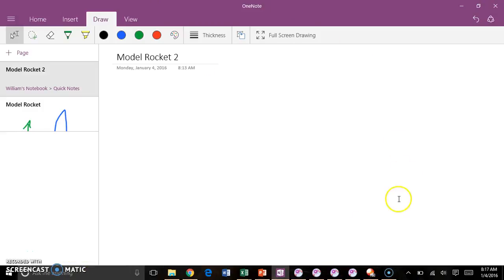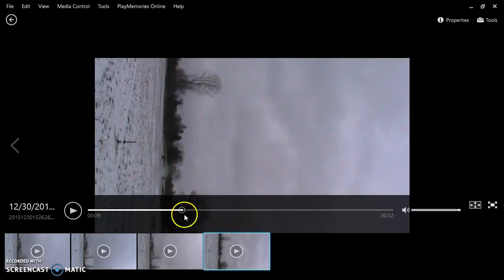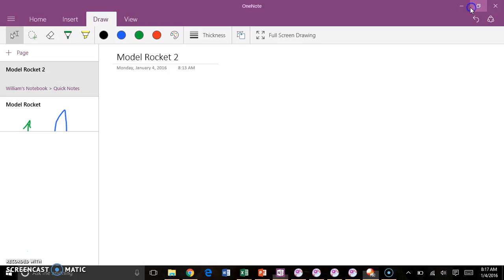I have run the experiment, so just for fun, I'm going to show you one of the videos of the rocket taking off. So here it is. There you go. That's what it looks like when it takes off.